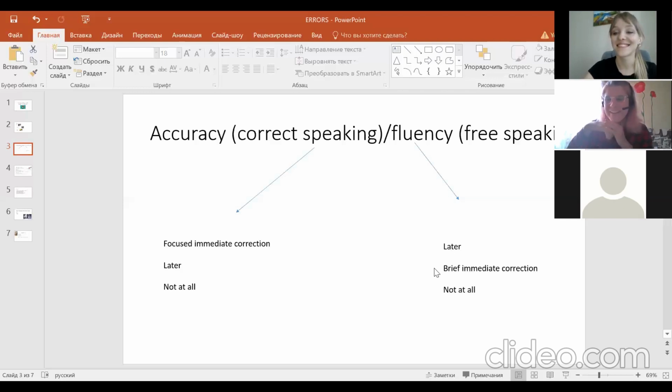What kind of correction? So how do you correct a student? Imagine your student says, "Oh, she has wrote a letter." What will you say? I'm sorry, present perfect, or something like this. Good. What else?